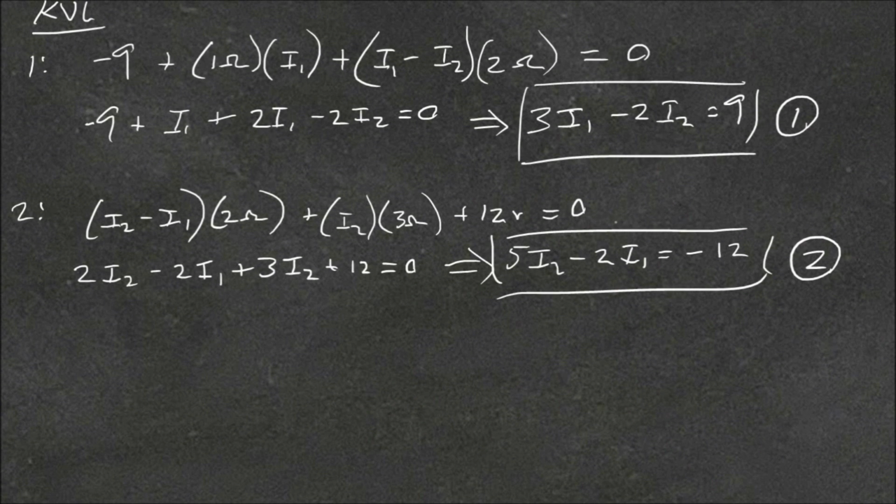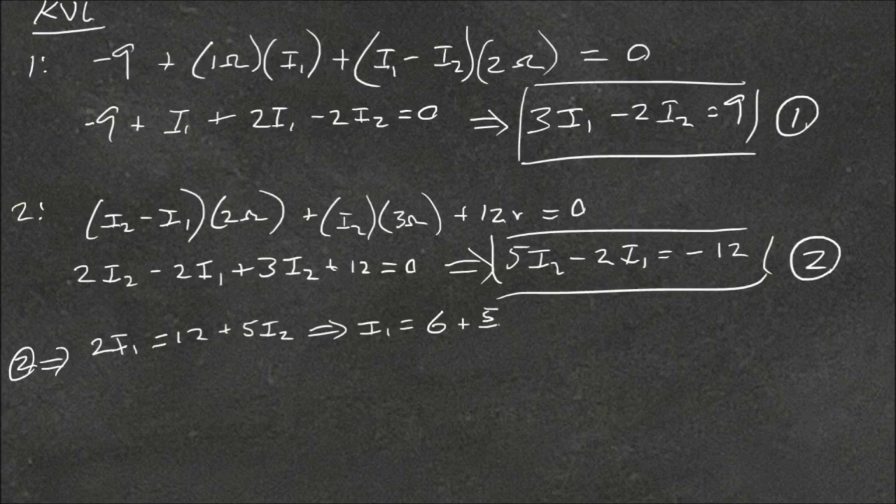So now we have 2 unknowns and 2 equations. There's a few ways to solve this, but I'll use substitution. So going from equation 2, this can be arranged to say 2I1 equals 12 plus 5I2, which leads to I1 equals 6 plus 5 on 2 I2. So now we have an equation for I1. So we'll call this 3.